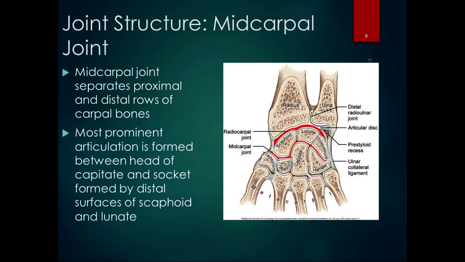So the mid-carpal joint separates the proximal row and the distal row of carpal bones. Like a lot of the joints in the foot, it's not a joint between one bone and another bone. It's where lots of bones come together. The most prominent articulation of the mid-carpal joint is formed between the head of the capitate, which is a longer bone, and the socket formed by the distal structures of the scaphoid and the lunate. So a lot of the force is directed through that.